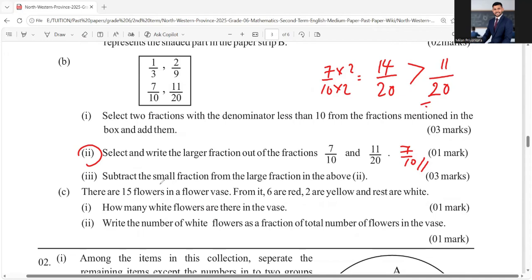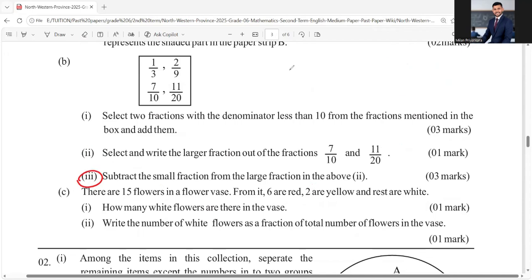You have to subtract the small fraction from the large fraction in the above part 2. And right now, this sounds right. I'll write the answer here. You have to subtract. The small fraction is 11 over 20. The large fraction is 7 over 10 minus 11 over 20.